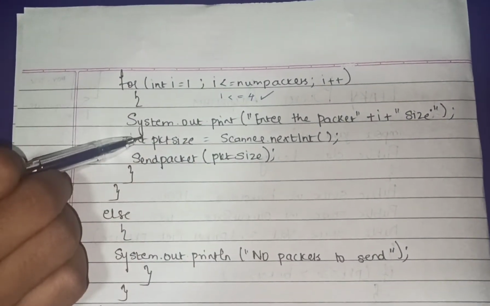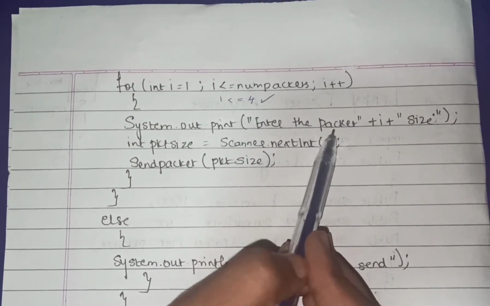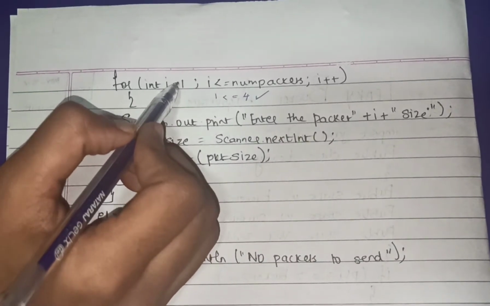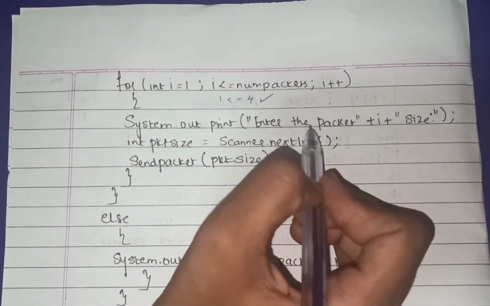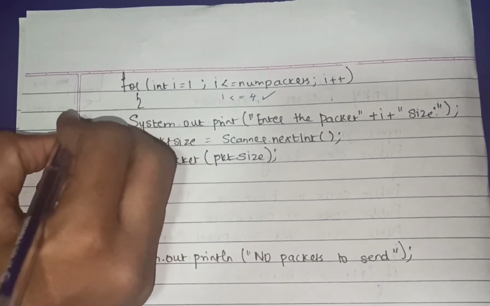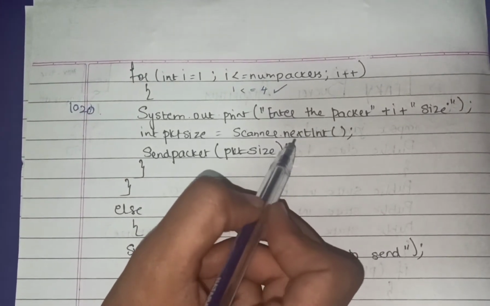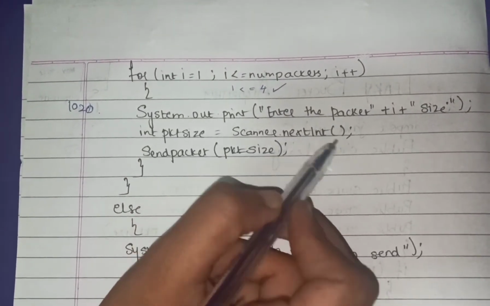Firstly, it asks to enter the packet size, with i initialized to 1 first. So: enter the packet 1 size. So what is the packet 1 size? Suppose we take it as 1020. This 1020 will be entered by the user, taken from scanner.nextInt and stored in the packetSize variable.